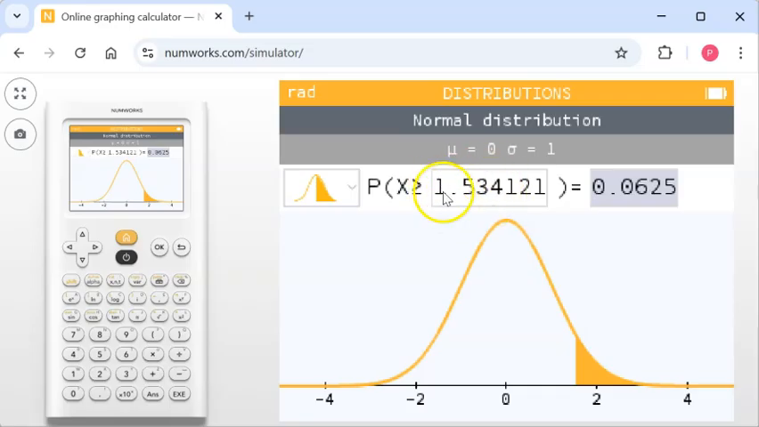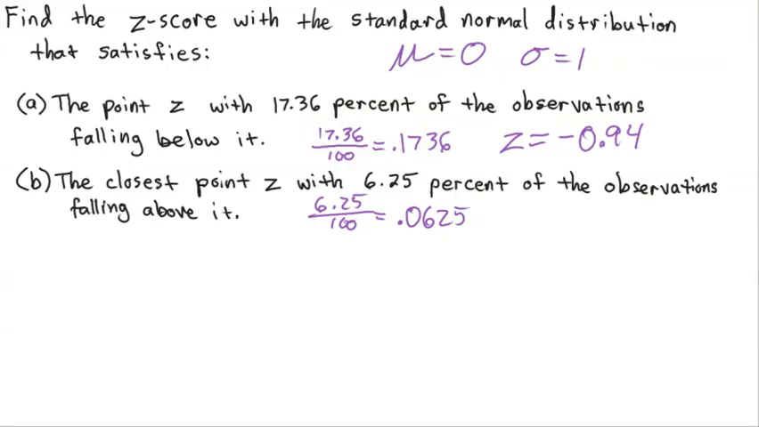1.534. Let's just go to 3, so z is 1.534. Now, if they ask for only 2 decimal places, just put in 1.53. But we can go over to 1.534. Okay. Let's try another one.